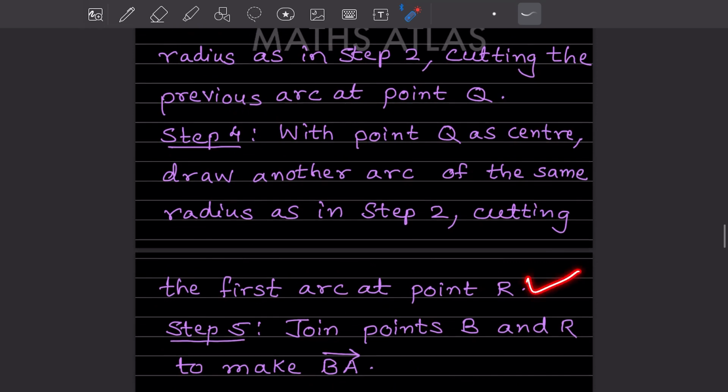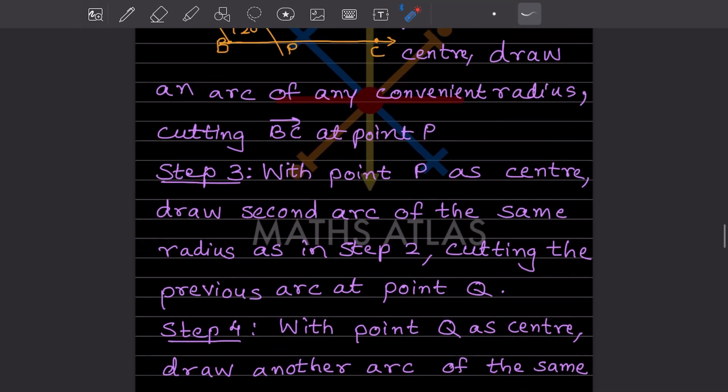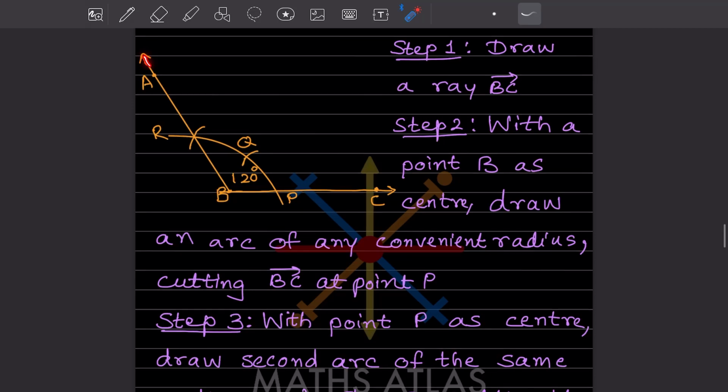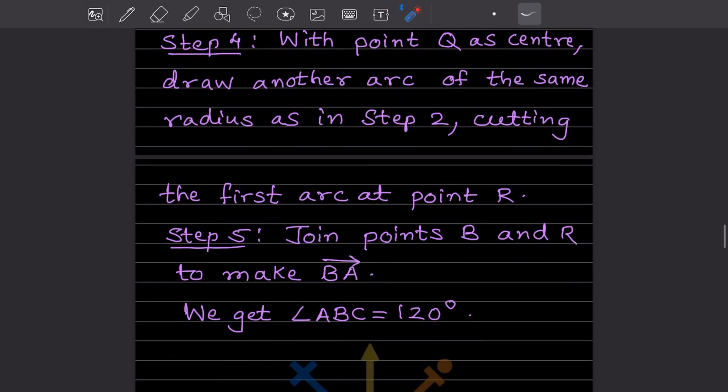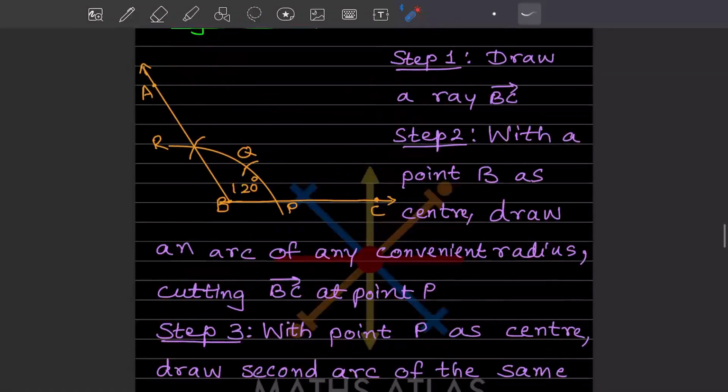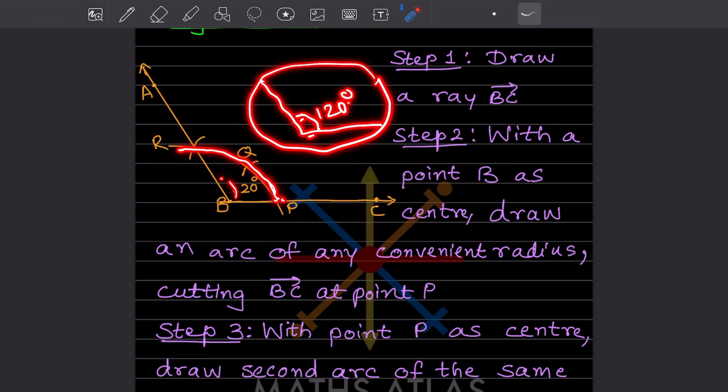So here this is done, and join points B and R to make BA. Can you see this line, you are going to join it to make line BA. So we get angle ABC equal to 120 degrees, and when you measure this angle, you can get 120 degrees. Roughly you can do it with the help of this protractor, and later when you follow these steps, you will get this angle as 120 degrees. This is a rough diagram, and then you join this line, that is AB.